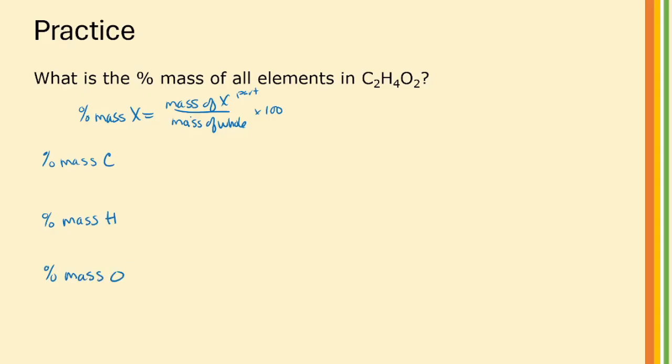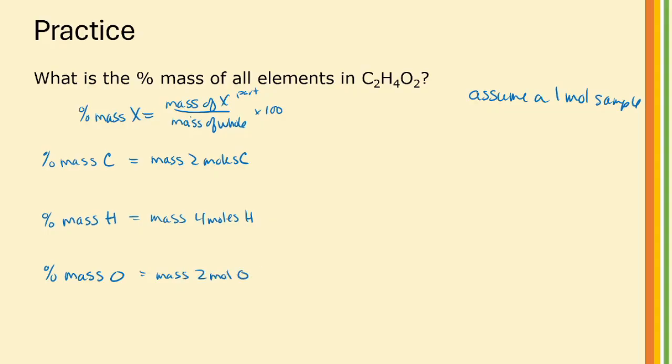So first, let's determine how much mass I have of carbon. Let's assume a 1 mole sample. In that case, it would be the mass of 2 moles carbon, and this one would have the mass of 4 moles hydrogen, and this would have the mass of 2 moles of oxygen. Well, I know the molar masses. So by assuming that I have 1 mole, I can use the molar masses.